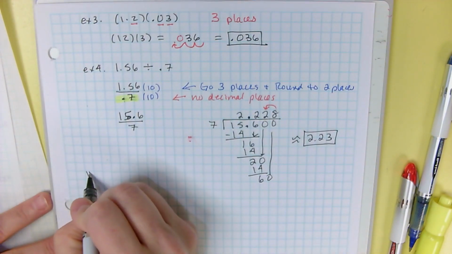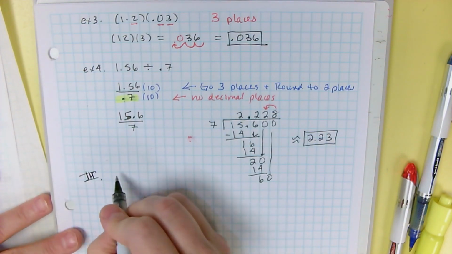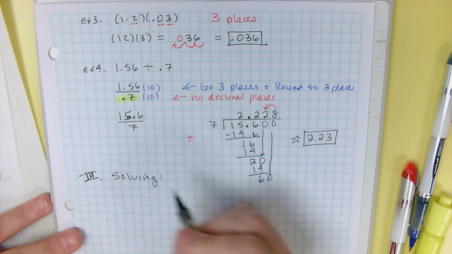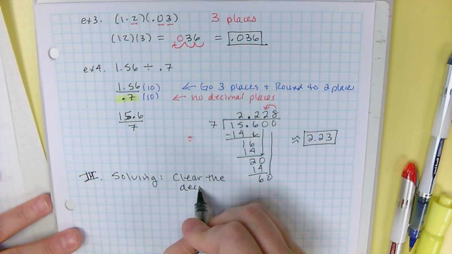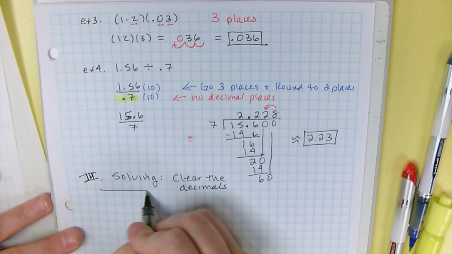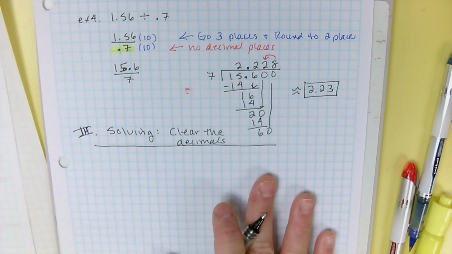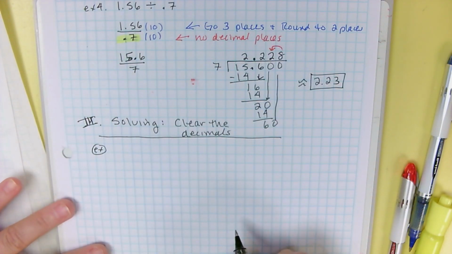Okay, so Roman numeral 3, solving. And in particular, I'm going to show you how to clear the decimals. If the decimals are simple, don't clear them, just do the decimals as is. But if they are a lot of decimals, definitely clear them.